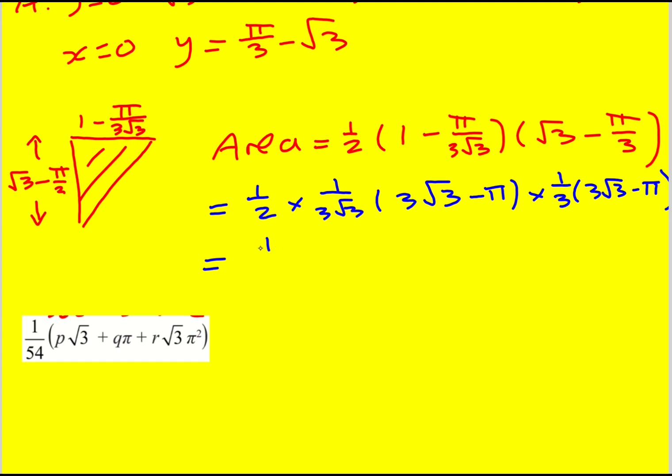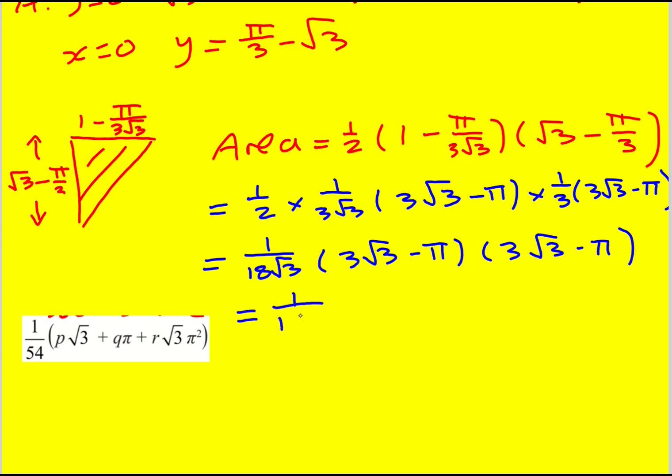Multiply these out, I'm going to get 1 over 18 root 3, 3 root 3 minus pi times 3 root 3 minus pi. At some point, I'm going to have to also factorize out another 1 over root 3, because that will get me to 54. 18 times 3 is 54. But I'm just going to leave it for the moment, because I feel like this is optimal to multiply out. 3 root 3 squared is 9 times 3. It's going to be 27. Then I'm going to get minus 3 root 3 pi, and another one, I'm going to get minus 6 root 3 pi, and then plus pi squared.